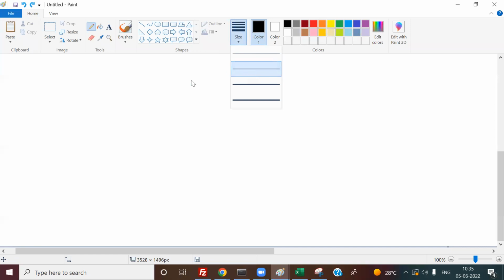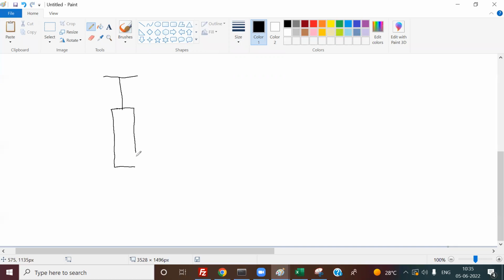I'll not say a wrong answer, but it's good that you tried. In a way, it's okay also. But the best way would be to use your box plot, which is also known as your whisker plot. People also call it whisker plot. So this is your box plot.